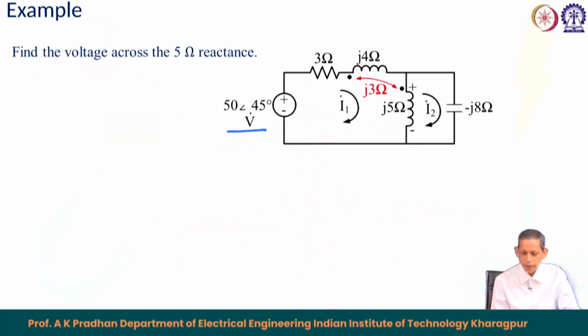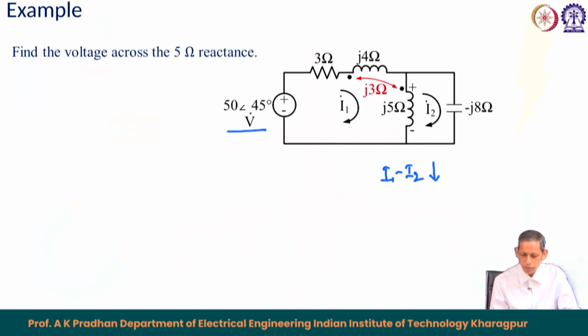Now, the dots are provided. If you see this circuit, there are two loops for I1 and I2 as seen. The current in the middle branch, in the j5 ohm, is I1 minus I2 downward, so you have to notice that, or I2 minus I1 upward.